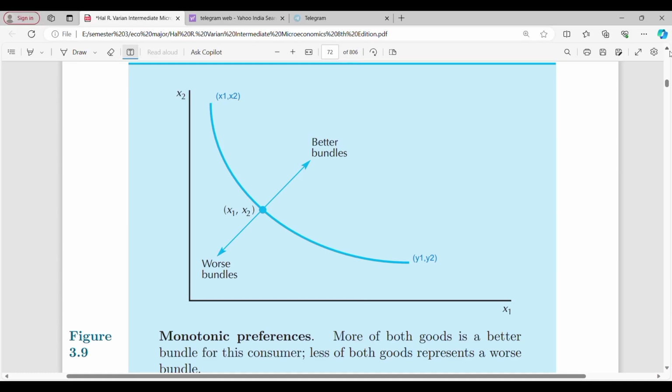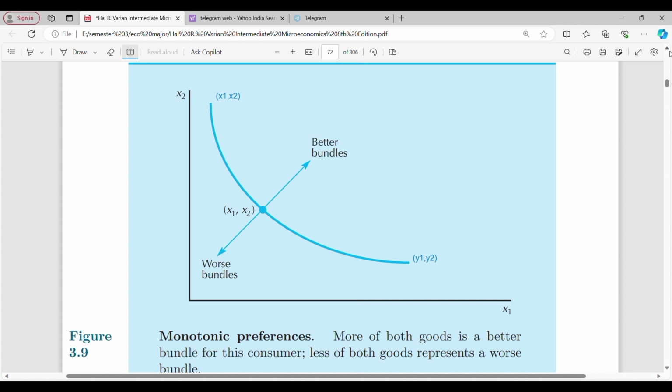So now we are going with the topic well-behaved preferences. The first feature of a well-behaved preference is monotonicity. Monotonicity of preferences simply means more is better. Here we are talking about the case of goods, not bads. If it is a bad, then more will be worse, right? In the case of a bad, less is better.